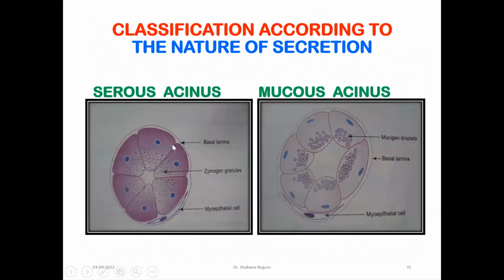This is a diagram showing a serous acinus and a mucous acinus. The serous acinus, as you can make out from the diagram, is smaller in size compared to the mucous acinus. In case of serous, the lumen is smaller. In case of mucous, the lumen is larger. We can see that the serous acini take a dark stain, and the nuclei are central and rounded. On the other hand, the mucous acini take a pale stain, and the nucleus is towards the basement membrane.